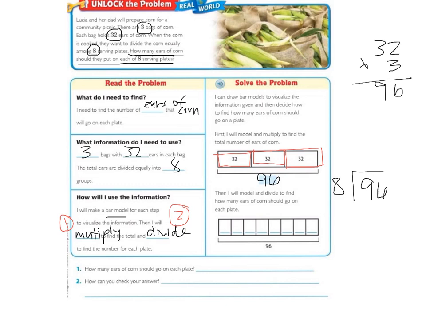Well, 8 goes into 9 one time, which is 8, and then subtract, and I'm left over with 1. Bring down the 6. 8 goes into 16 2 times. 2 times 8 is 16. I subtract, and I'm left over with nothing, no remainder. So my answer is 12. Each plate is going to have 12 ears of corn on it. So that means each one of these boxes is like a plate, and each plate has 12 ears of corn.